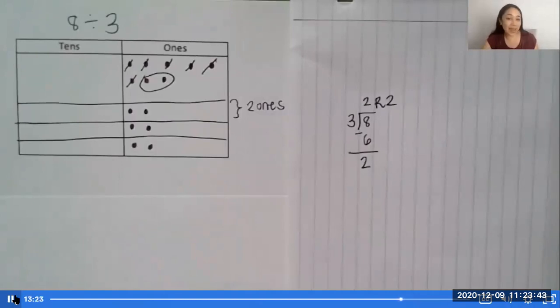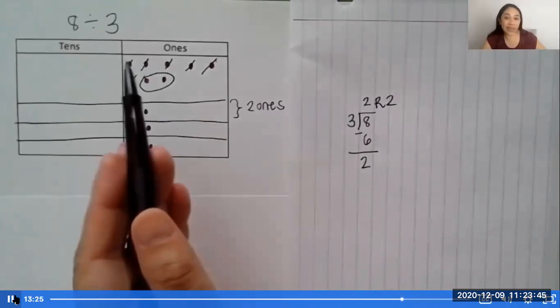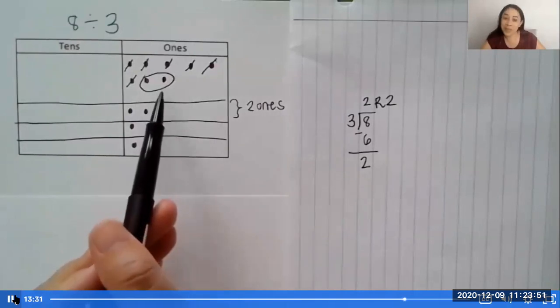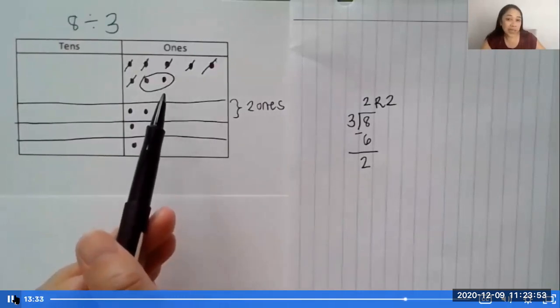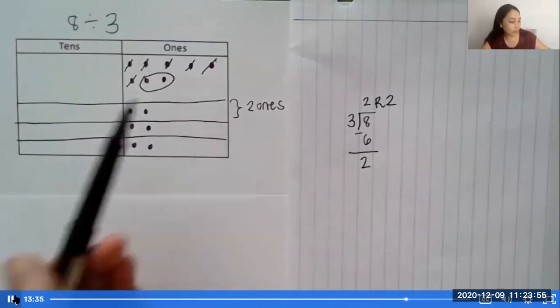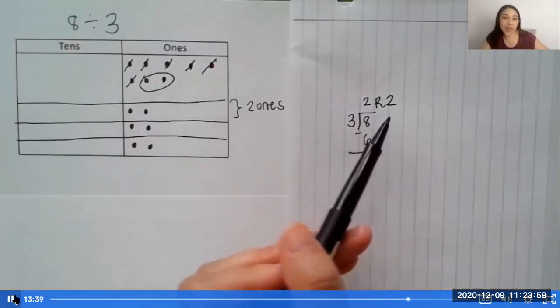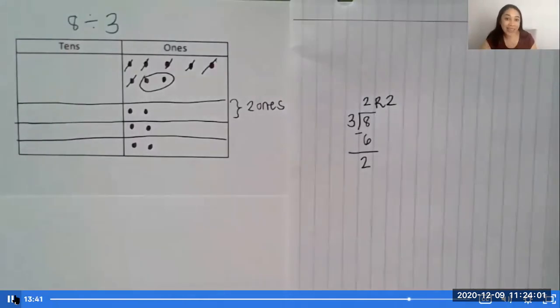We can see that 8 ones divided by 3 equals 2 ones. When we place 2 ones in each group, we have 2 ones remaining. We can also see that same quotient in long division, 2 with a remainder of 2. How can we use multiplication and addition to check to see if our quotient and remainder in division is correct?